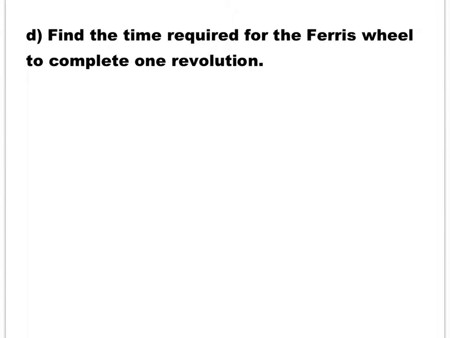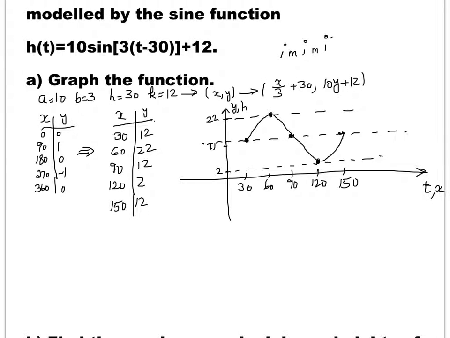The last part of the question says, find the time required for the Ferris wheel to complete 1 revolution. To answer this question, we're going to go back to the graph and look at the period by investigating the graph. By looking at the graph, we can see that one intercept occurs here, the other one occurs here. This represents the beginning and end of one cycle, or the length of a period. So the period is 150 minus 30, which is going to be 120 seconds.